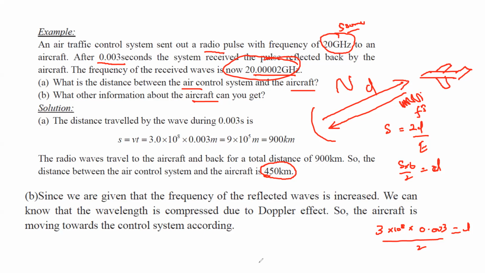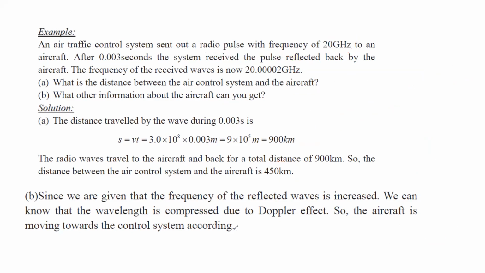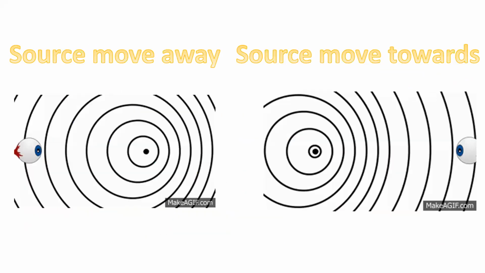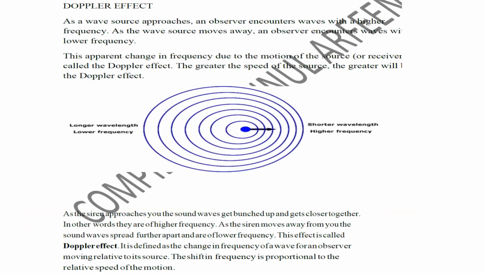This example shows how we work out the distance between the source and the observer, as well as conclude the motion of an object. So this was about the Doppler effect and pulse echo, because both topics are interrelated, and in the exam you will find questions which include both topics. So I'll share another link and start discussing the questions related to the Doppler effect and pulse echo.